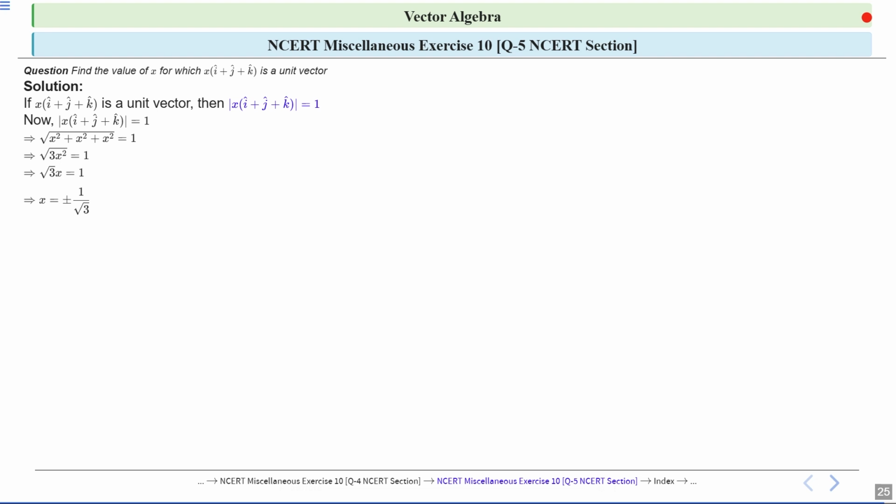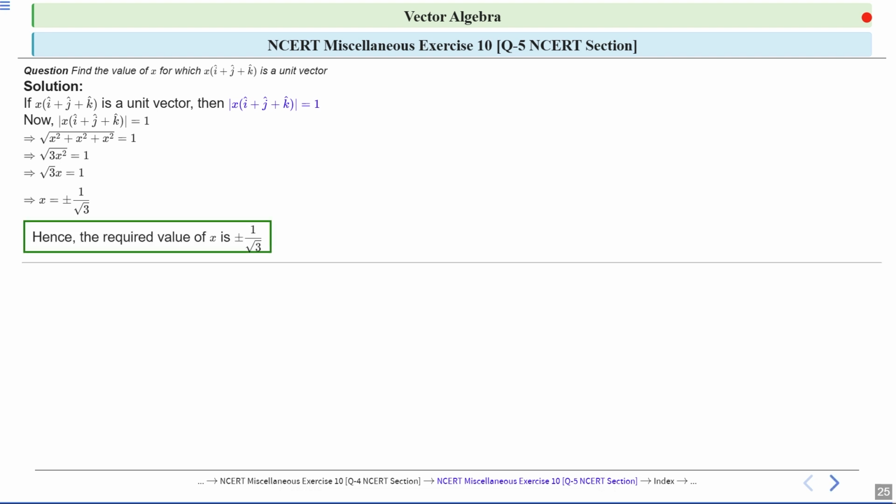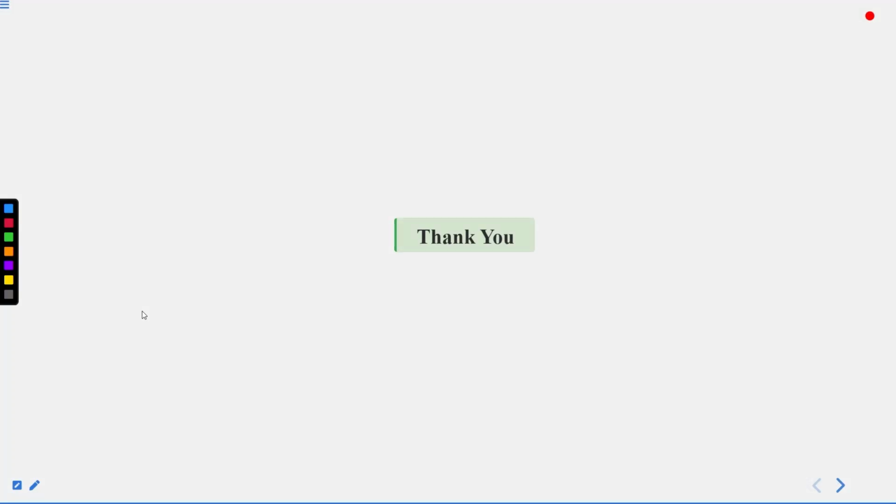So x will be equal to plus minus 1 by root 3, right? Hence the required value of x will be equal to plus minus 1 by root 3. Okay. So the correct answer of the given question is basically plus minus 1 by root 3. Okay. Thank you so much.